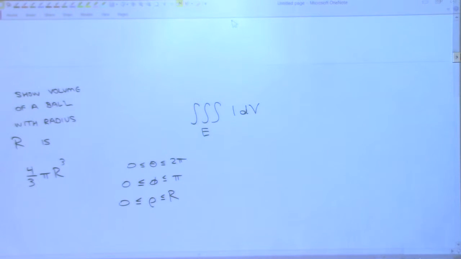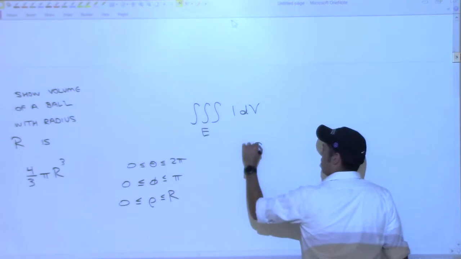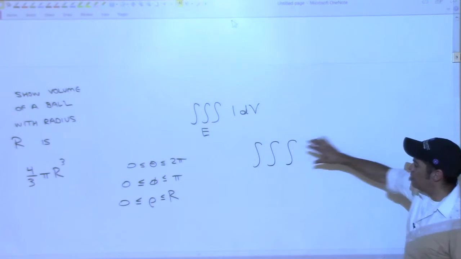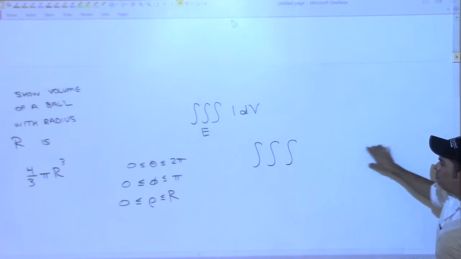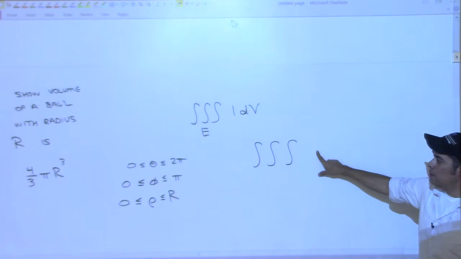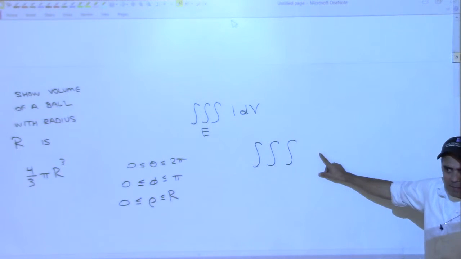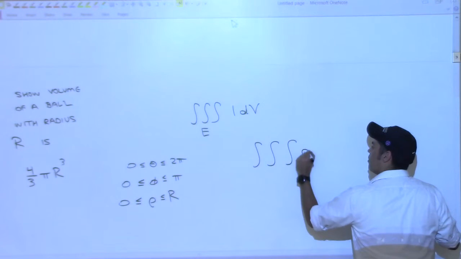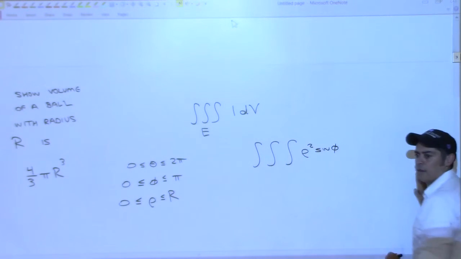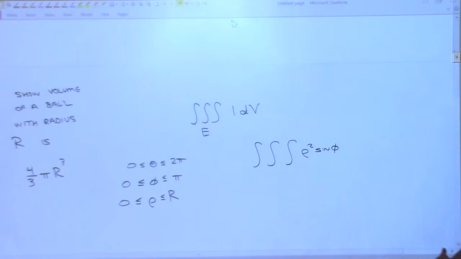And so now we just need to do this triple integral. So integral, integral, integral. We'll do our limits of integration in the order here in a second. But what goes on the inside of this? 1. But then we have to do that thing because we're in spherical. So rho squared sine phi. Okay, that has to go in there because we're in spherical.